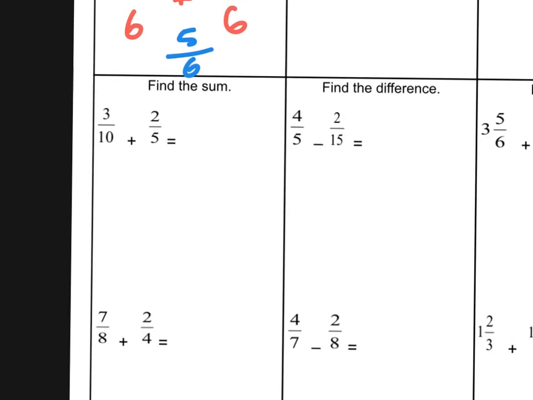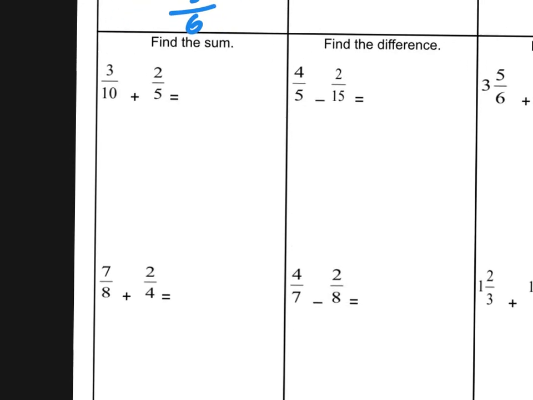For the next one, it says find the sum. They both have 10 in common. The first fraction can stay the same. The next one is times 2, times 2, which gives you 4. When we add that, you would get 7/10.